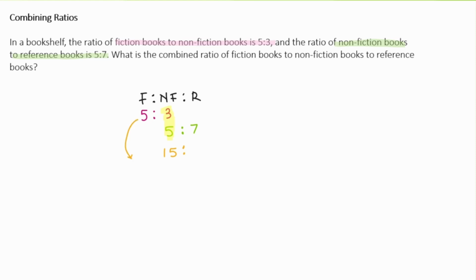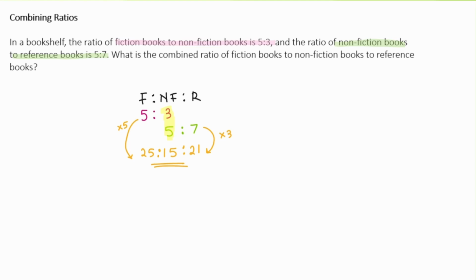So in the first ratio, we have multiplied 3 by 5 in order to make it 15. So we have to do the same thing to our 5. 5 times 5 is 25. In the second ratio, we have multiplied our 5 by 3 in order to make it 15. So we have to do the same to our 7, which makes it 21. We now have the combined ratio of fiction books to non-fiction books to reference books, which is 25:15:21.